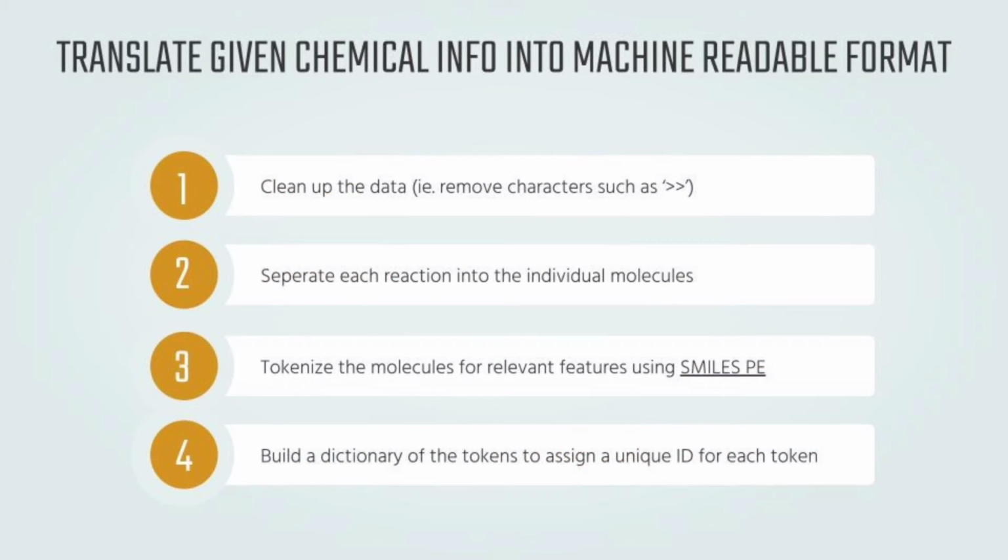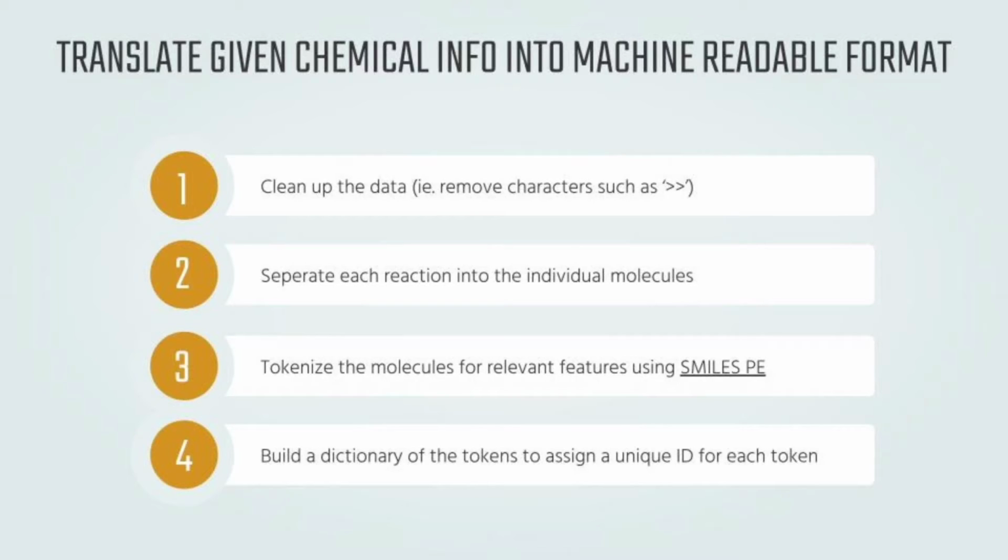The first step is translating the given chemical information in the training data CSV files to a readable numerical format. We cleaned up the data and removed the characters which were not part of the molecules. Next, we separated each reaction into individual molecules. The molecules were then tokenized for relevant chemical features. We used SMILES pair encoding to do this.